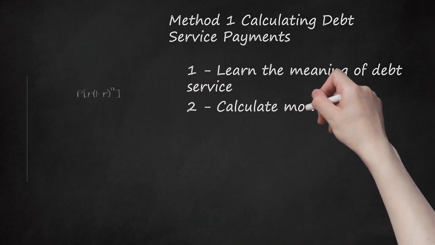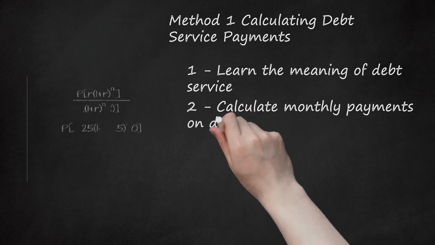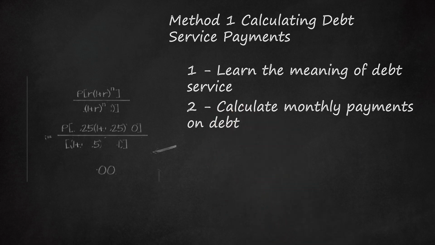2. Calculate monthly payments on debt. In most cases, your lender calculates your monthly payments when you are approved for a loan. However, you can calculate the monthly payments yourself. You can search online for a payment calculator or do the equation by hand. To calculate monthly payments on a debt, first calculate the rate per month by dividing the annual interest rate by 12.